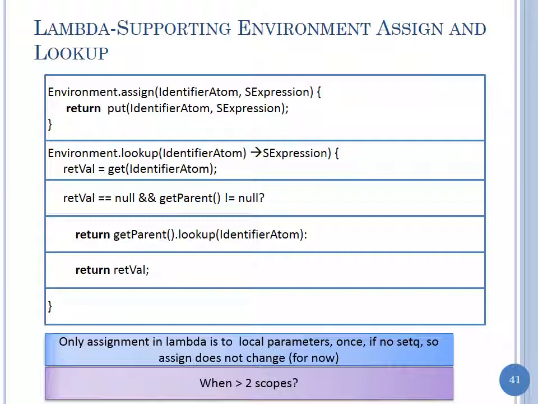Okay, so the lookup is not too hard. If you can find the value in your local scope, use it. If not, and if you have a parent and the value exists in your parent, then look up in the parent and keep following.